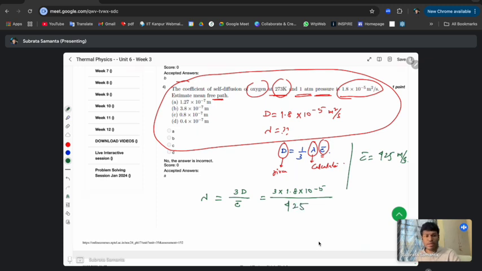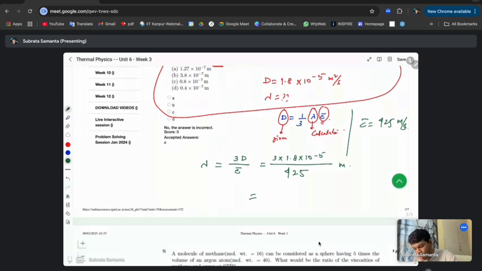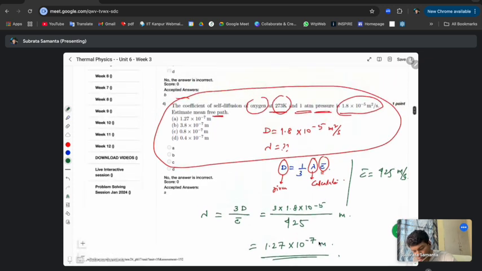So at the end, lambda is again a unit of length, right? Basically it's meter. So use your calculator, that gives 1.27 times 10 to the power minus 7 meter. Okay, let's check if this is in the options. 1.27 times 10 to the power minus 7 meter. So the first option, right? So the correct option is A.